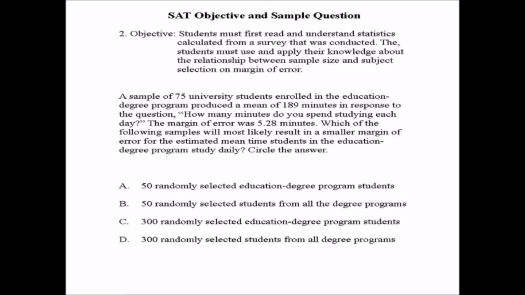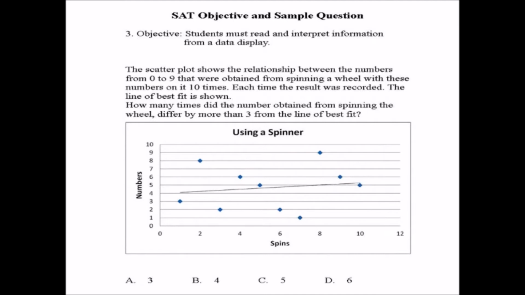Okay. A, 50 randomly selected education degree program students. B, 50 randomly selected students from all the degree programs. C, 300 randomly selected education degree program students. Or D, 300 randomly selected students from all degree programs. Circle one of those. And we move on to number 3.